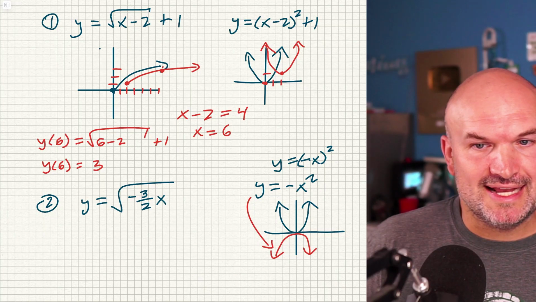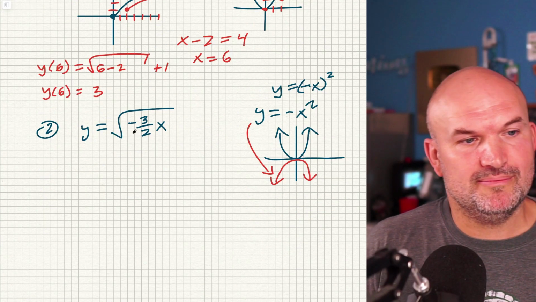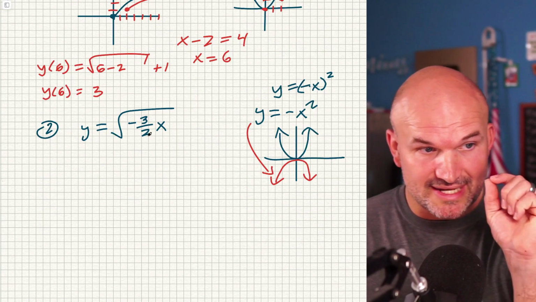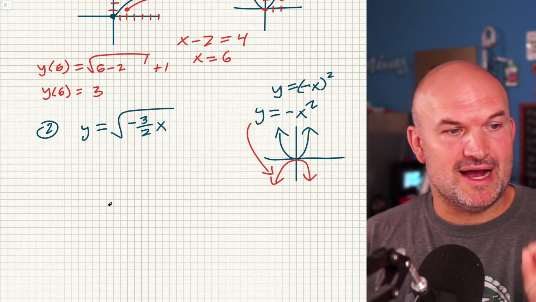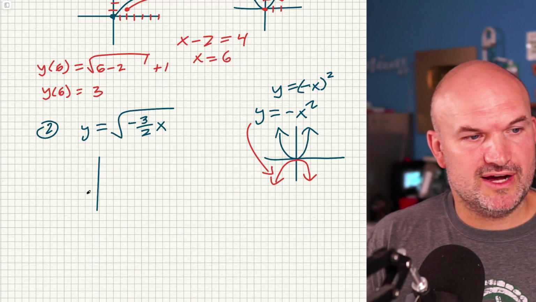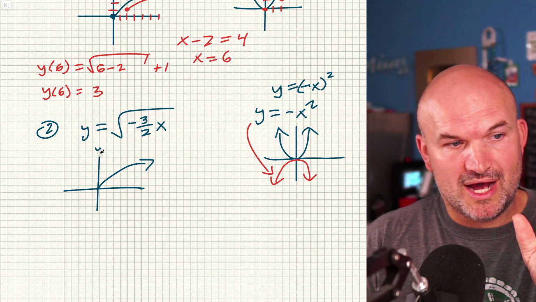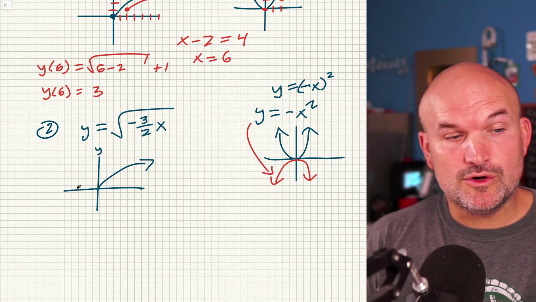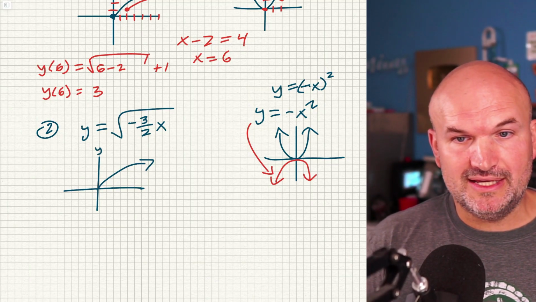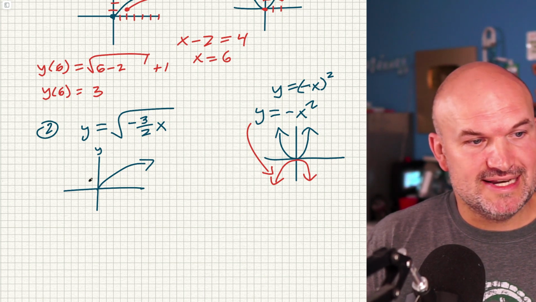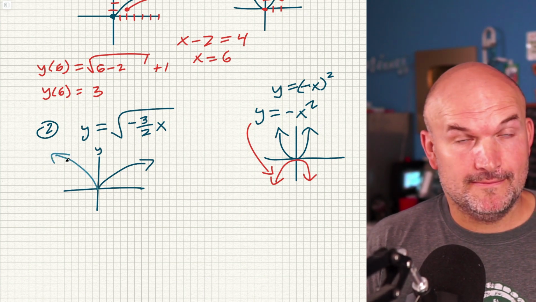So the one thing that I know from this example is I'm going to have my graph. If I look at the original parent graph, this graph goes up and to the right. If I'm reflecting about the y-axis, which is right here, I know this orientation is now going to be in the opposite direction, right? Now this graph is going to go this way.